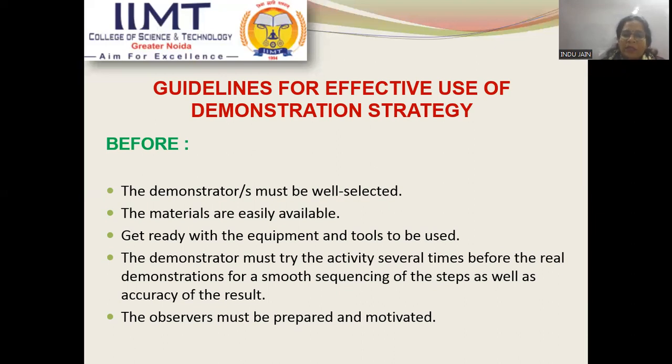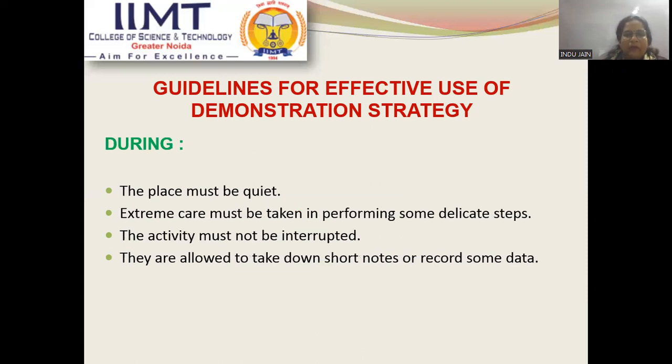The observers must be prepared and motivated. It is again necessary to prepare the mind of the students before the demonstration starts. Now, these are the guidelines during the demonstration strategy. The place where the demonstration is to take place must be quiet. Extreme care must be taken in performing some delicate steps. The activity must not be interrupted by anyone.